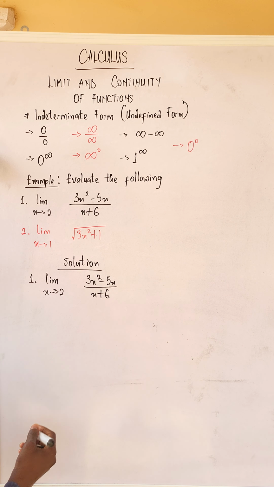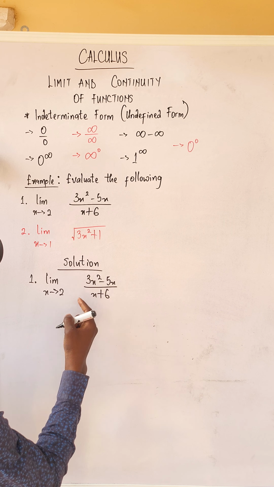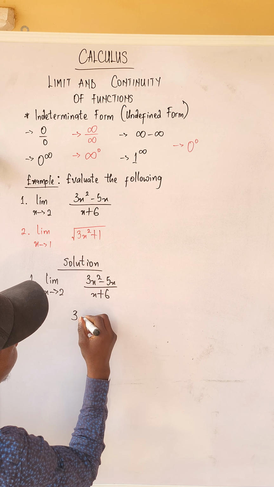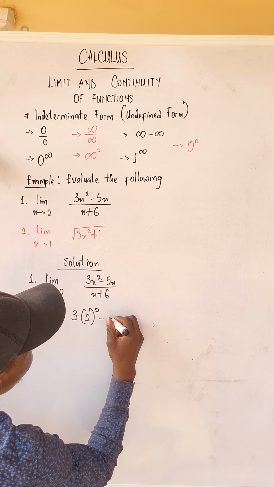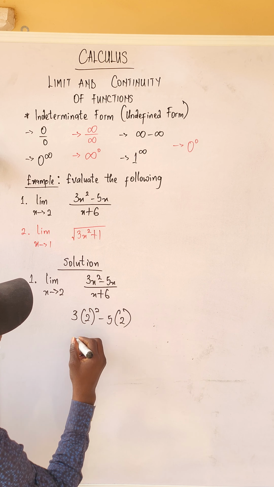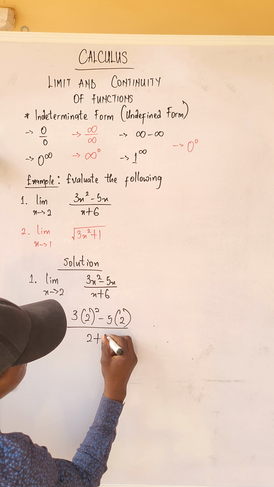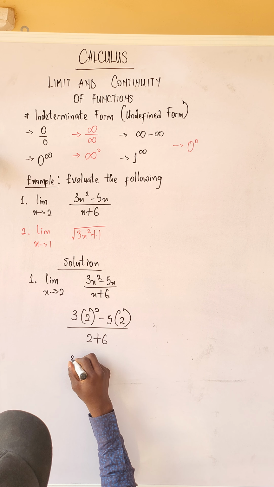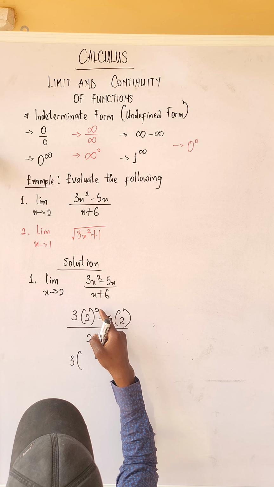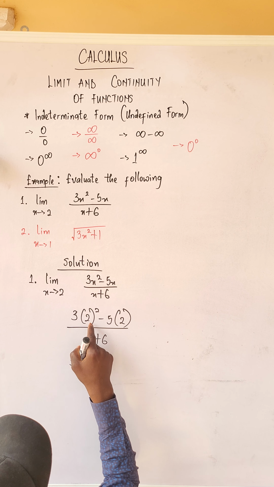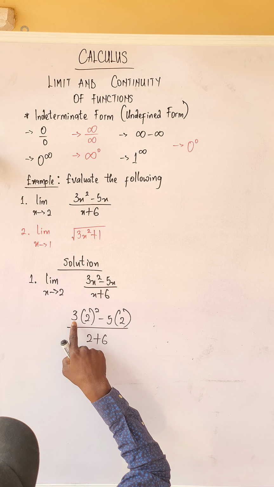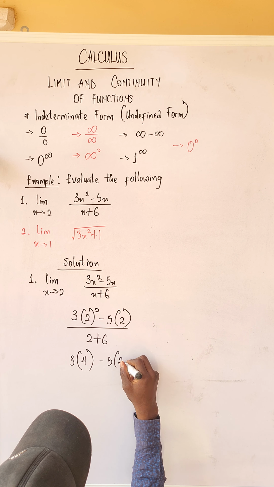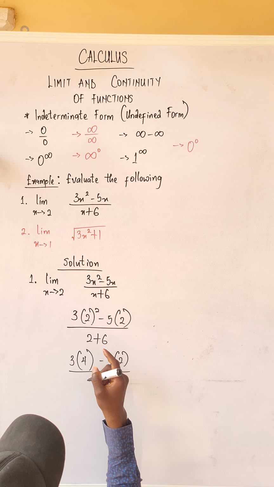Now, let's insert as x tends to 2, meaning anywhere we see x, we put 2. That will be 3 into bracket 2 squared minus 5 into bracket 2, over 2 plus 6. So 3 into bracket 2 squared, what will you do? You leave 3, then you first solve for 2. 2 squared will give us 4. Don't say 3 times 2 is 6 and then 6 squared. No, it's wrong. The square is for 2, so you leave 3 first. Then 2 squared is 4. Then minus 5 into bracket 2, over 2 plus 6 will give us 8.